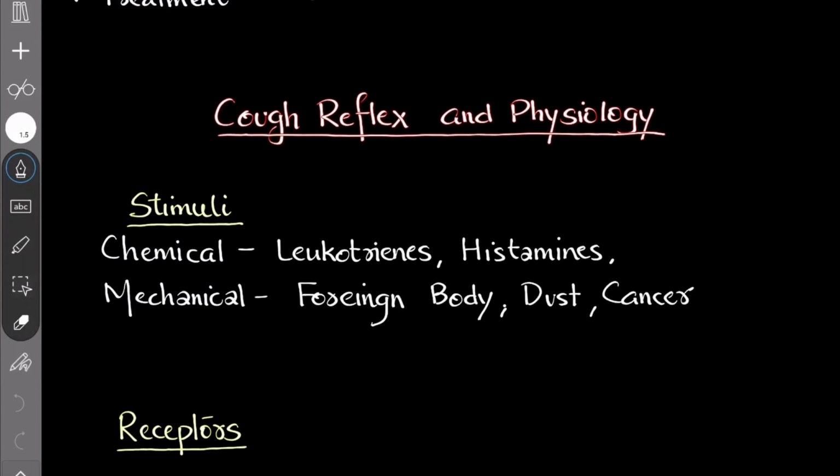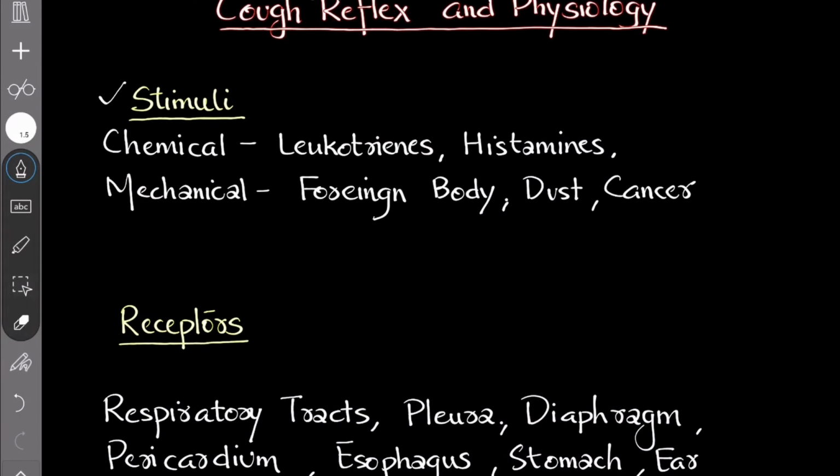What are the stimuli for a cough reflex? The stimulus for a cough reflex is mostly chemicals, leukotrienes and histamines. These all come from inflammations and infections. This will trigger the receptors and activate the central nervous system. So leukotrienes and histamines are the chemical stimulus, while the mechanical stimuli are foreign bodies, dust, cancers, etc.